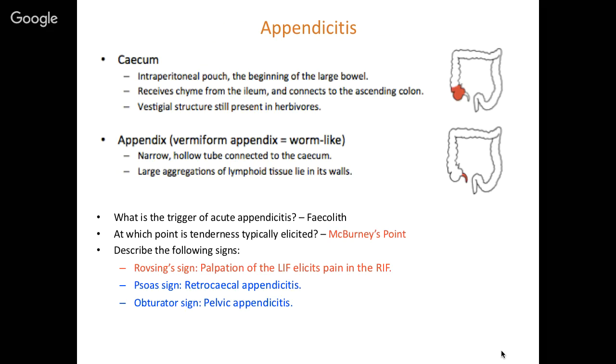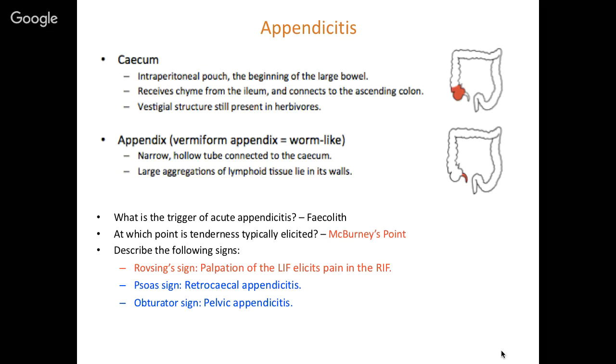Sorry, what's the reason for how you get the... I'm not sure of the mechanism. It could be. I'm not sure why left iliac fossa is specified. I'll look it up and let you know.